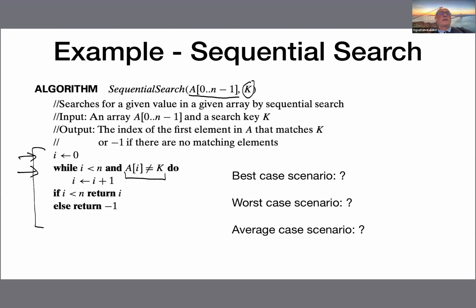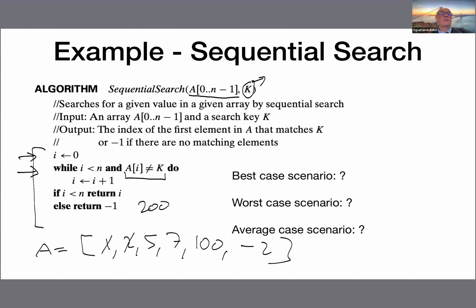Now, if you run this algorithm on an input of n, and if you provide a key that is different from the elements in this array. Again, if the array is 1, 2, 5, 700, -2, whatever, and I say I'm looking for key 200, this will be the worst case. This will be the worst case because I will need to check all of the items in the array, and at the end, I will not be able to find anything. So this is the worst case.